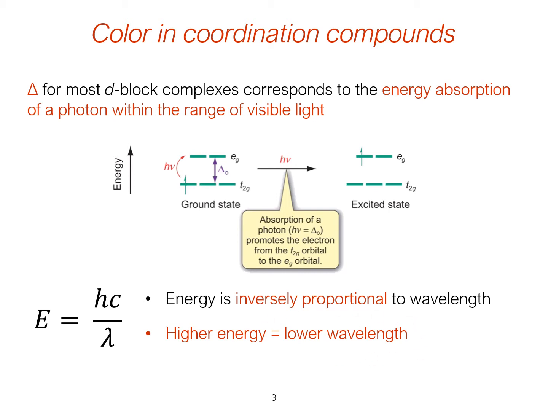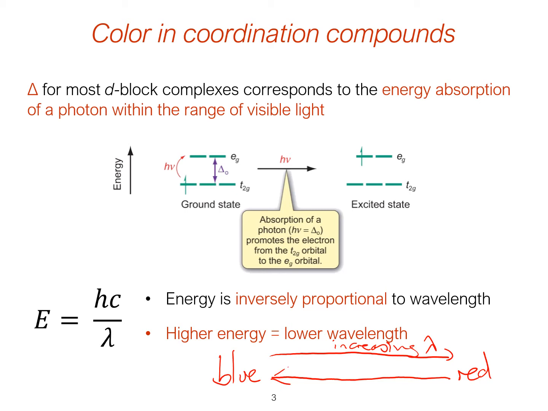Now if I get the spectrum colours again, at the low wavelength end of things we've got blue, and then at the high wavelength, let's say we've got red. So going this way is increasing wavelength, and because of the inversely proportional relationship, going this way we have increasing energy. So if this energy gap is bigger, it's going to be absorbing a more blue light, and we'll see on the next slide how that changes from ligand to ligand.